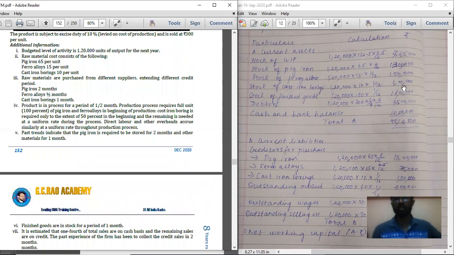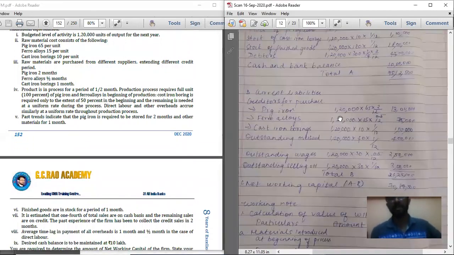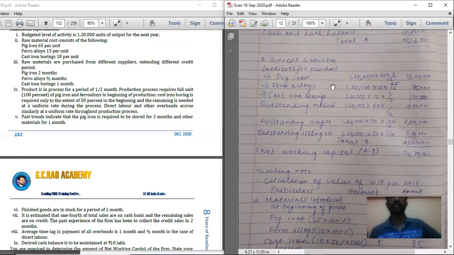So below that, leave one line gap and put capital B, current liabilities. Below that, first creditors for purchase. As I told in the beginning, creditors for purchase should be segregated into three because all three are different suppliers. So all three products require different credit payments. Pig iron is 2 months, ferroalloys is half month, cast iron borings is 1 month. Based on that, you should calculate the creditors for purchase.